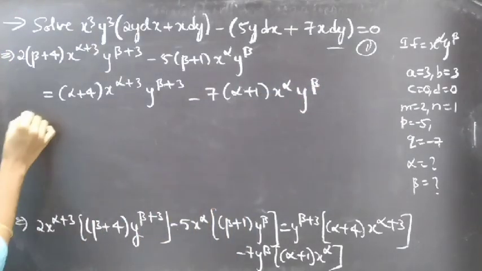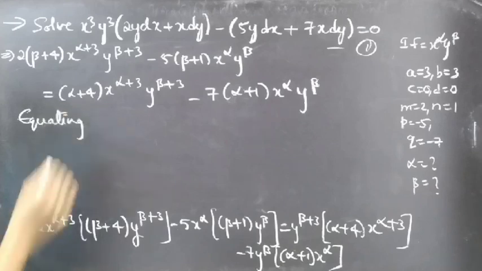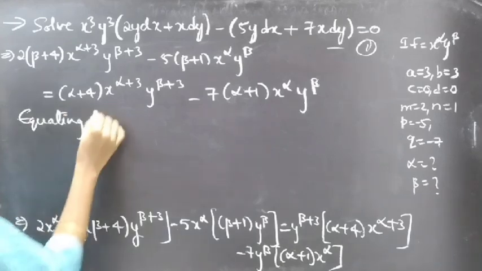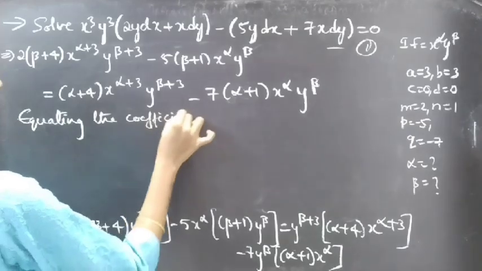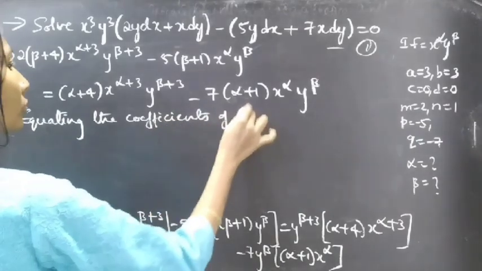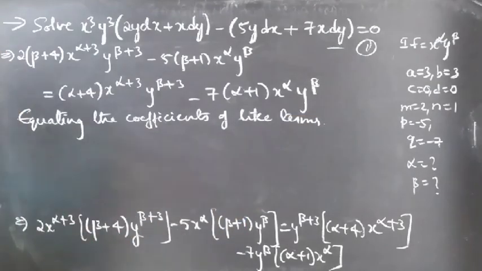Okay, now equating the like terms, equating the coefficients of like terms. See, by equating the coefficients of like terms, we'll get some equations, and by solving those equations, we'll get the values of alpha and beta here.